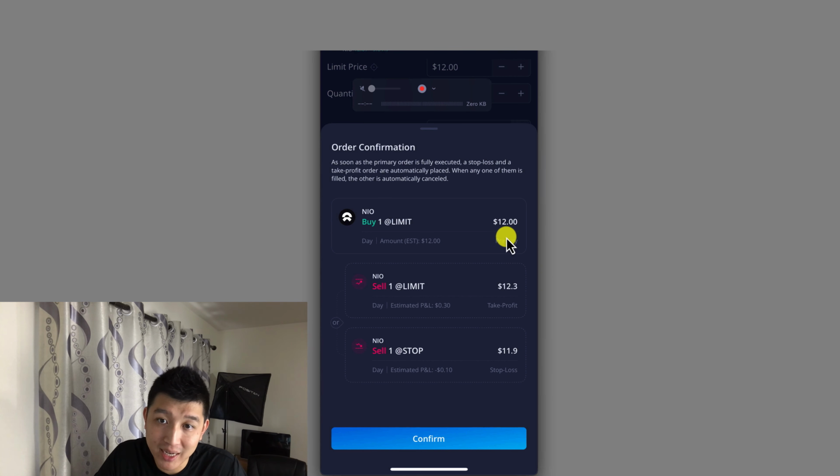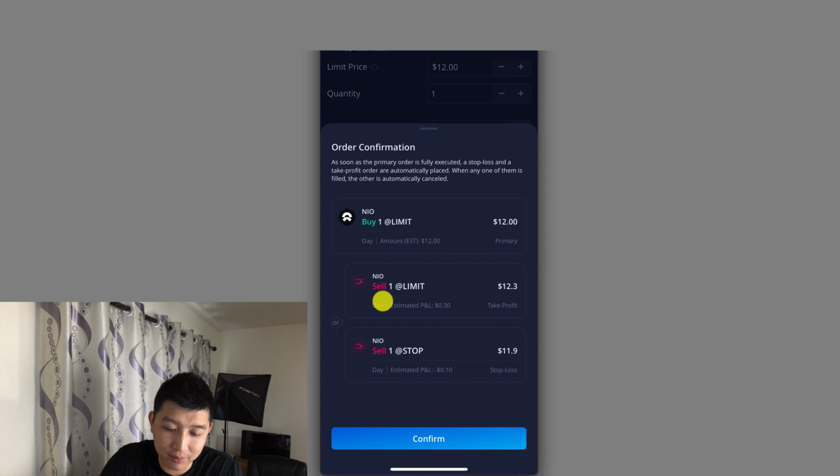You're saying that you're buying at $12, and in a scenario where this order gets executed, you sell it at $12.30, making 30 cents, and then the other order will get canceled, and vice versa. So if it gets executed at 11.90, then you lose your 10 cents and the other order gets canceled. This helps out with you going back in and selling it manually.